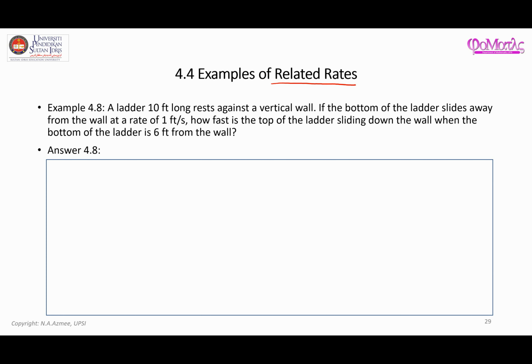In this video, I'm going to give you another problem of related rates. Let's say we have a ladder 10 feet long resting against a vertical wall, and the bottom of the ladder slides away from the wall at a rate of 1 foot per second. How fast is the top of the ladder sliding down the wall when the bottom of the ladder is 6 feet from the wall?